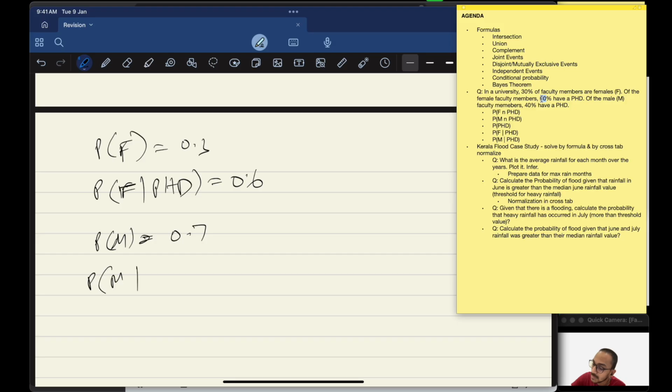then P of M given PhD is 40%, right? So they already gave us, of the male faculty members, 40% have a PhD. So probability of the faculty member being a male given they have a PhD would be 0.4. Now we just have to drop it into the conditional probability formula, and if necessary we'll use Bayes theorem as well to get the result. So the question is asking P of F.